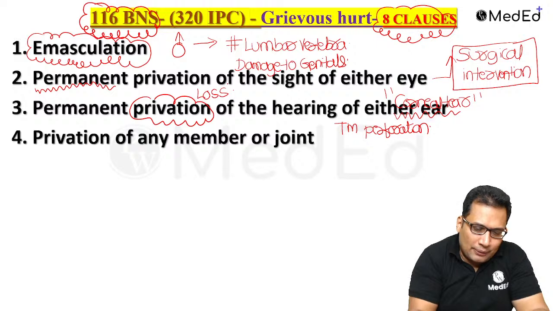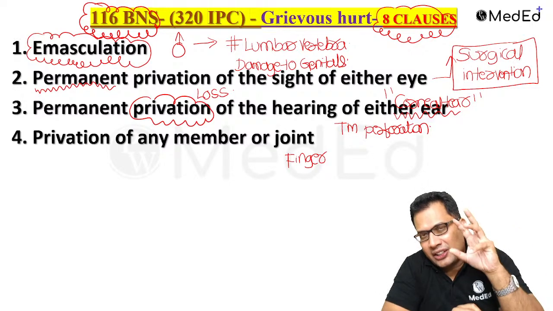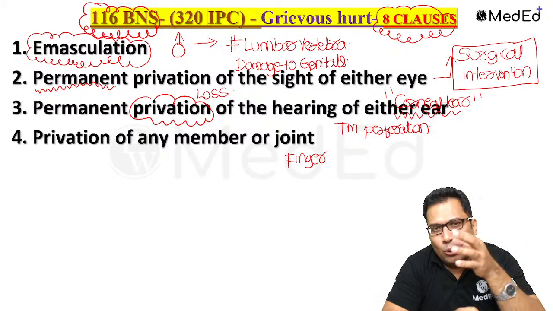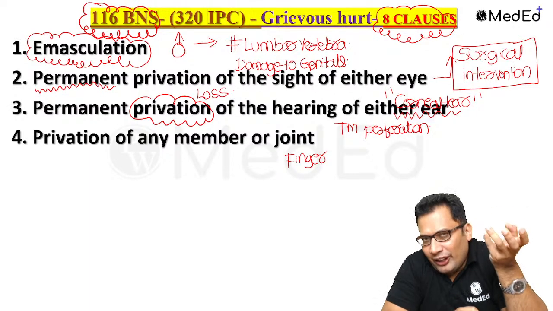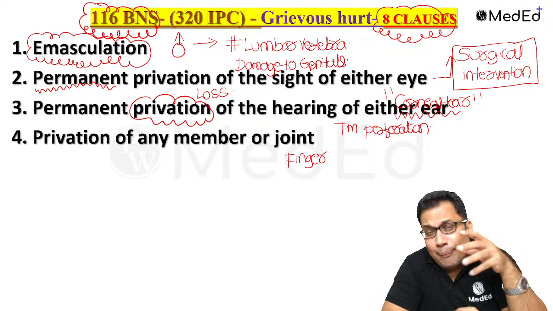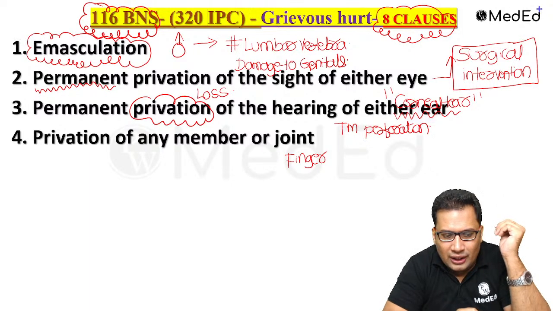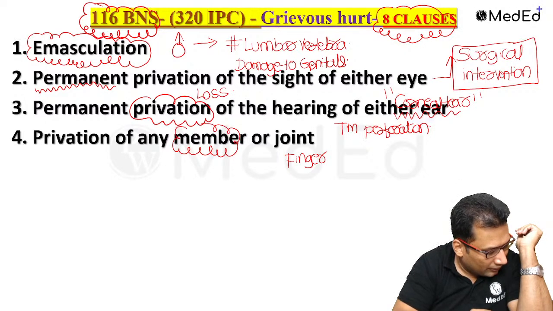So for example, fingers. Okay, finger is a member of the body. It has a distinct function. Hand is a member. Foot is a member. Limb is a member. So when there is amputation of finger or amputation of the limb, it can be a grievous hurt. Okay, so this can be asked in your exam. What do you mean by member?